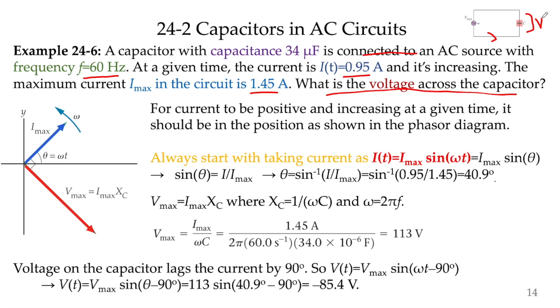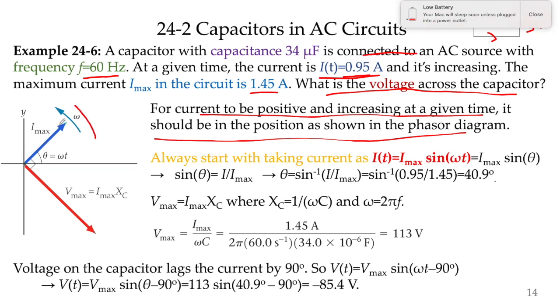Okay, it's not asking the maximum voltage, it's asking the voltage at the time when the current is 0.95 amperes. For current to be positive and increasing at a given time, it should be in the position as shown in the phasor diagram. Look at the current. Because this is rotating counterclockwise, the current is now positive.